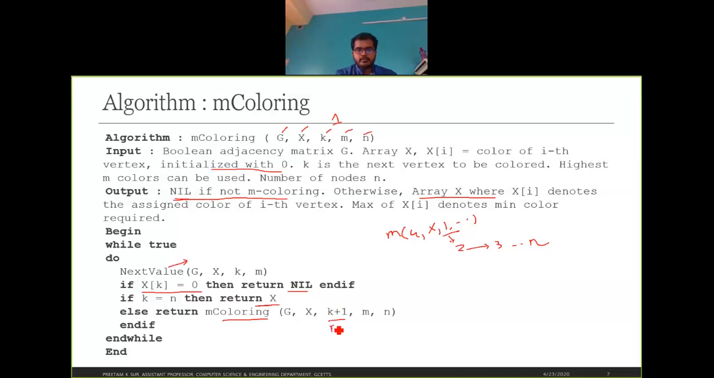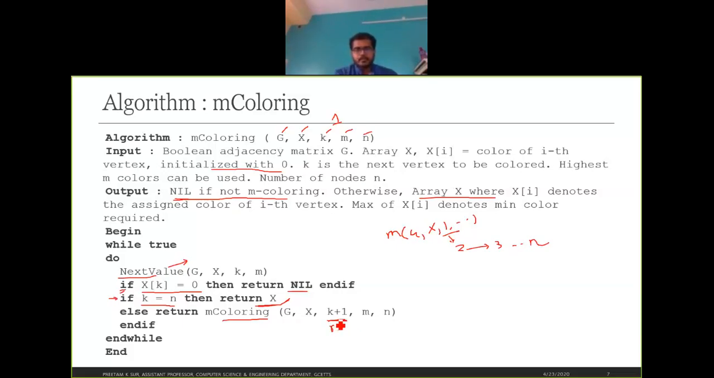When recursively it will call for n, it will try to find out the next value for the nth vertex. And if this condition is false, meaning it is assigned a valid value, it will come over here and check that if k equals n, meaning all the vertices have been colored with a valid value, then it will return the solution vector x. Otherwise, if k is not equal to n, it will try to find out the next color for the next vertices.